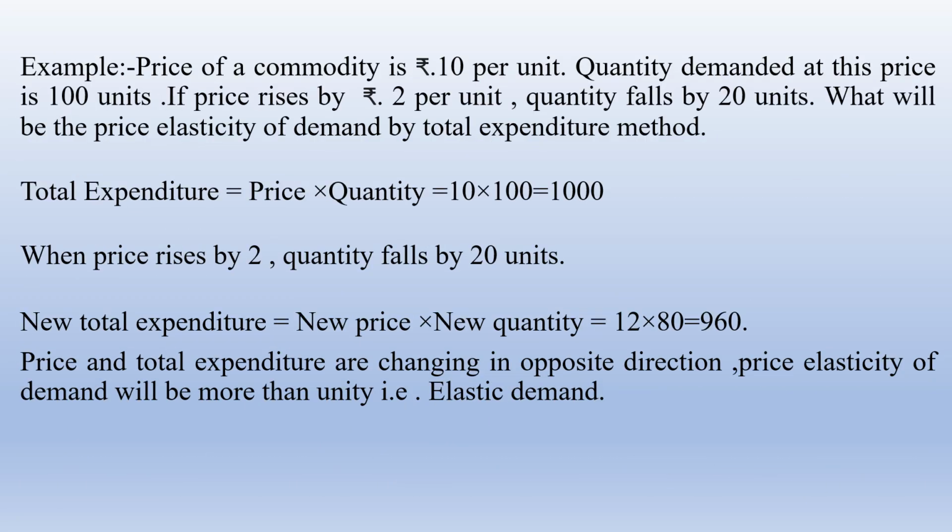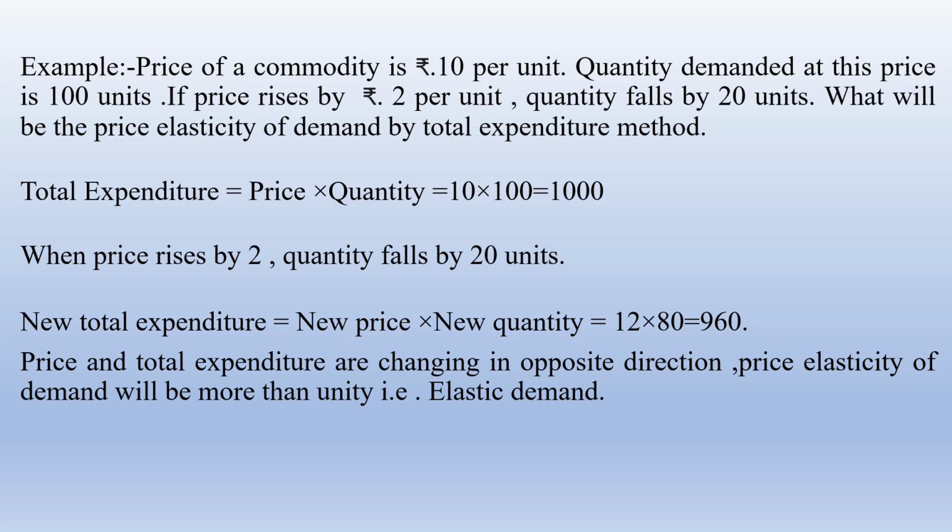With the help of this example, you can get a clear idea about the inverse relationship of price and quantity demanded. Price of quantity demanded is rupees 10 per unit. Quantity demanded at this price is 100. If price rises by 2 per unit, quantity falls by 20 units. What will be the price elasticity of demand by total expenditure method?